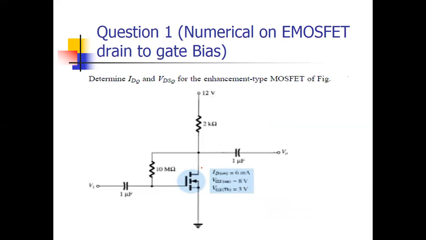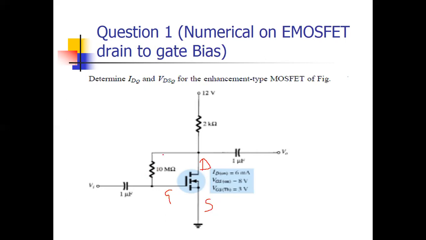If you remember, this is a symbol of e-MOSFET. These broken lines indicate that there is no channel during the fabrication. We have to enhance the channel. That's why its name is e-MOSFET, enhancement type MOSFET. This is our drain, this is our gate, and this is our source. The gate is directly connected to drain. That's why its name is drain to gate bias.